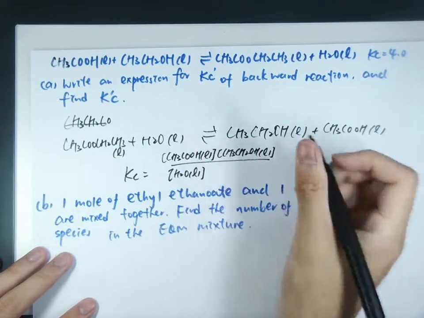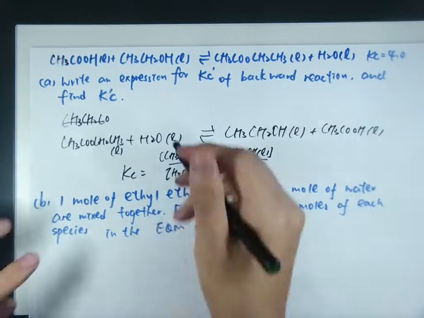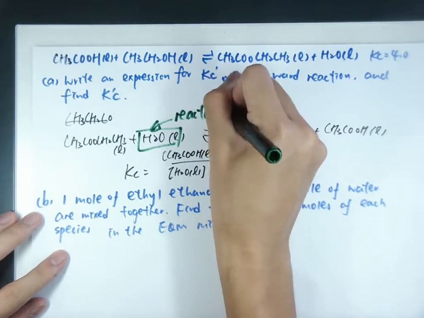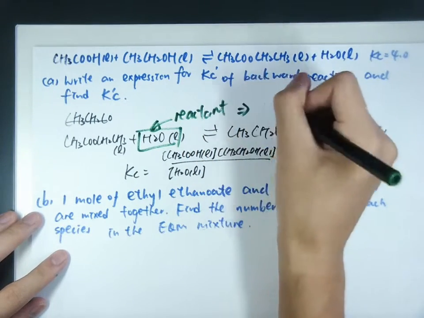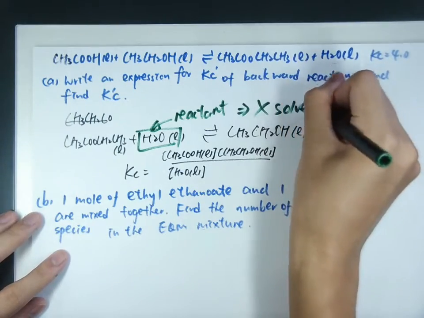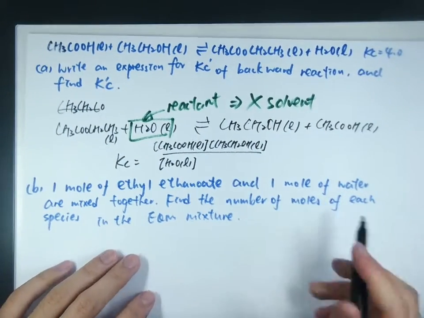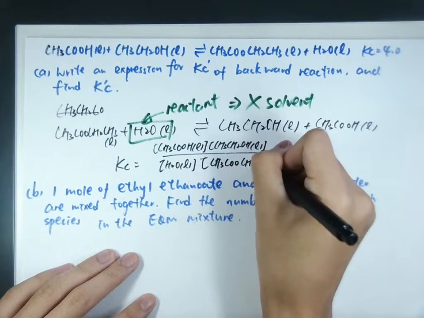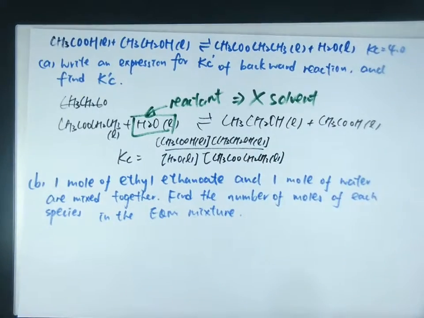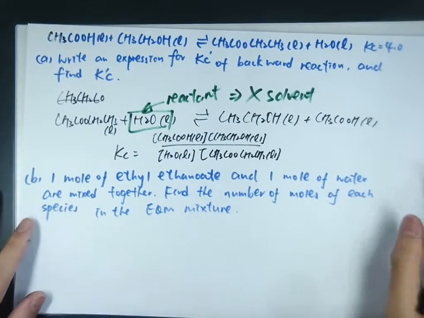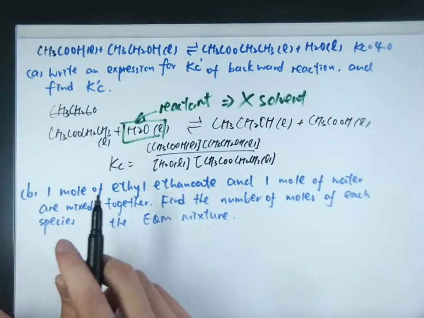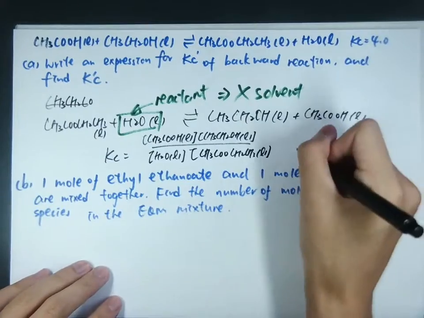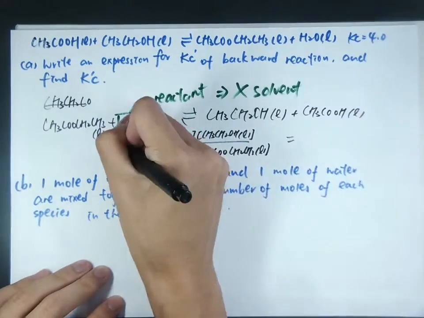Okay, in this case, water is a reactant and it is not a solvent. It is not a solvent, so the concentration will change. So we need to take it into consideration, okay? So we write down the expression and we find out the value of Kc. If we reverse the equation, how will the Kc change? Do you still remember? It will be 1 over Kc.